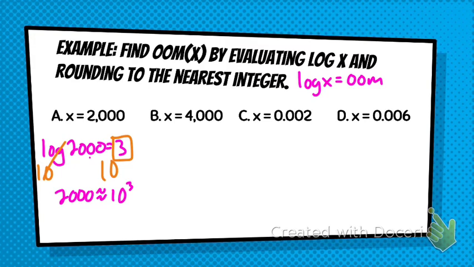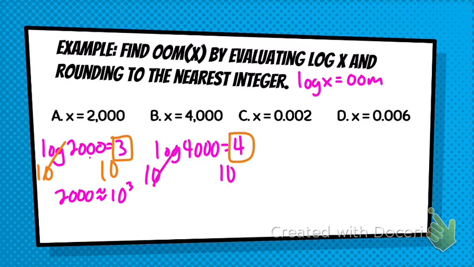Okay. Here we're going to look at the log of 4,000, and when I type that in, that comes out to about 3.6, which I would round to the nearest integer, which would be 4. So the order of magnitude for the log of 4,000 is just 4. And I just want to get in the habit of seeing something look this way, because this is where we're headed.